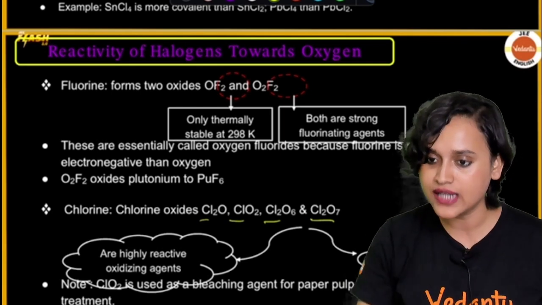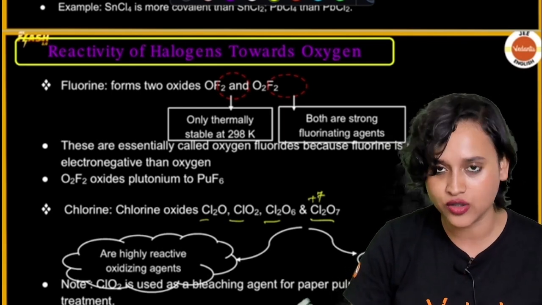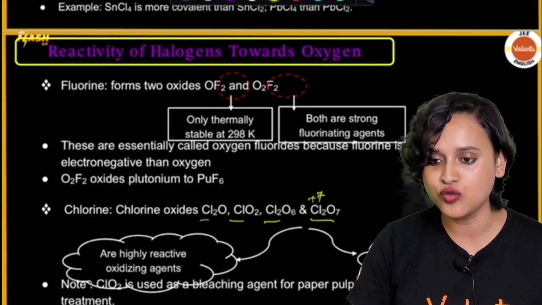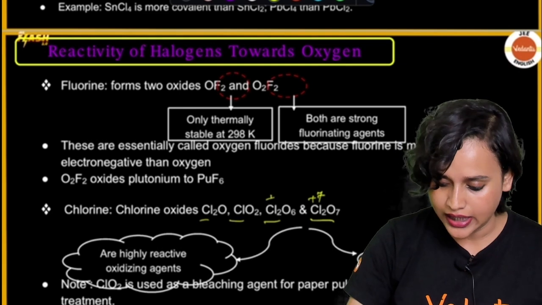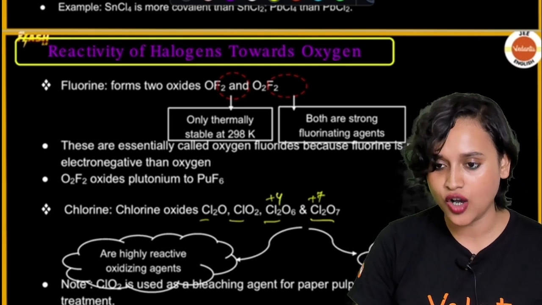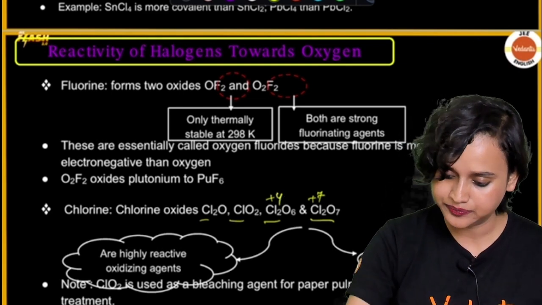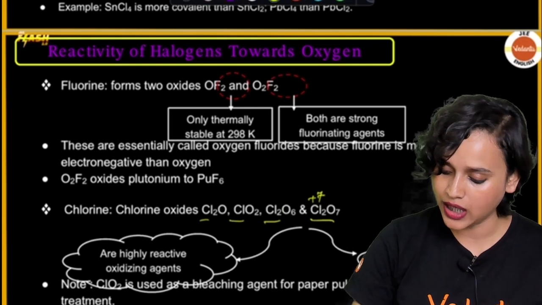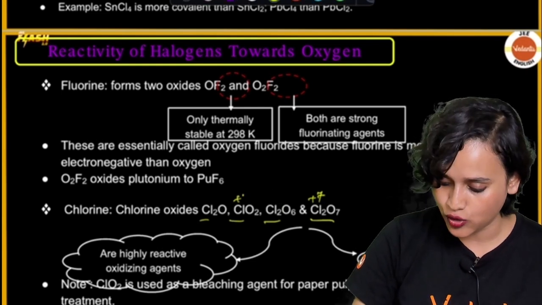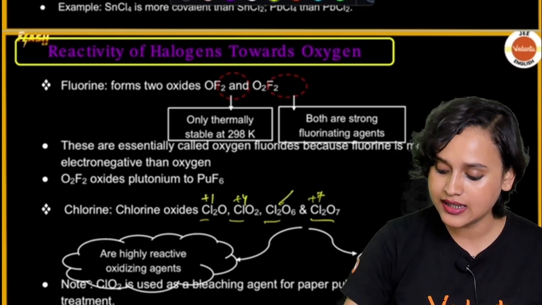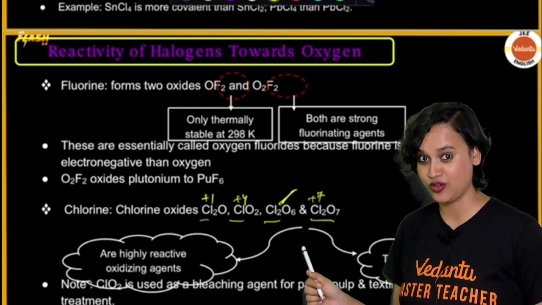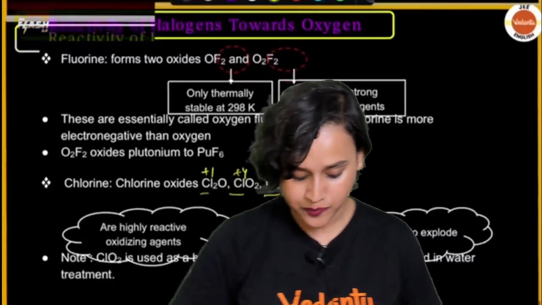In Cl2O7, chlorine shows +7 oxidation state. In Cl2O6, you can calculate that. Please calculate. ClO2 will be +4 oxidation state, and Cl2O is +1 oxidation state. Figure it out, calculate it on your own. It will be good practice if it comes, okay?